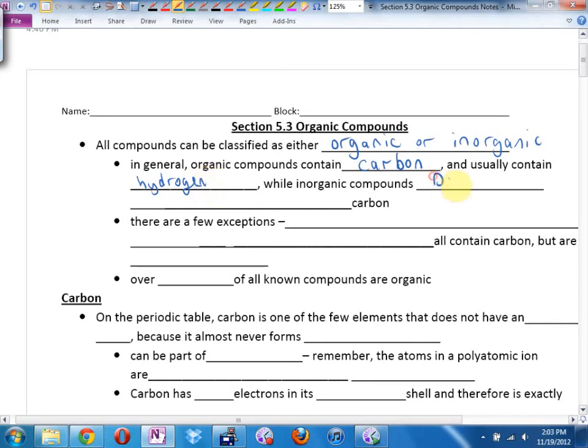Inorganic compounds do not contain carbon. Now, there are a couple of exceptions. Not everything that contains carbon is automatically organic. But thankfully, most of these you've already seen before in your young science career. In fact, we talked about one just a couple of minutes ago. We said something dioxide. What was that? Okay, CO2, carbon dioxide, is not organic. Also, carbon monoxide, CO, is not organic.